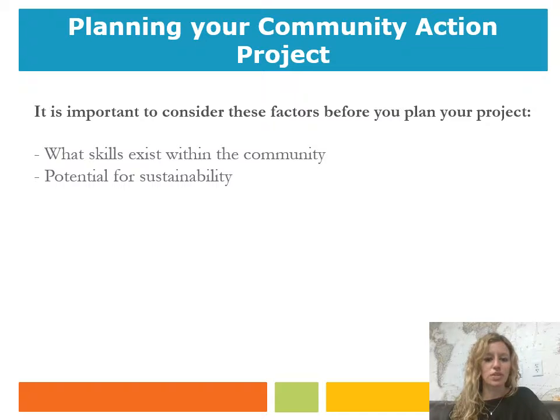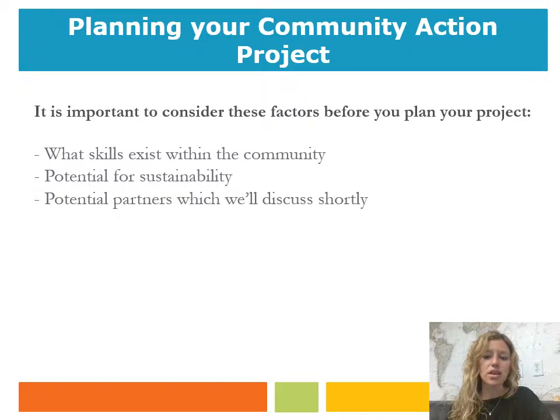Next is the potential for sustainability. We've talked a lot about how your project should potentially be small scale, maybe a pilot project, and low resource. But how can you potentially scale up this project in the future, and what will make it sustainable? So that it's not just something that only lasts 6 months and then you move on with the rest of your work and life, but it's something that can be connected to a larger project that's sustainable over a period of time. Next, potential partners. You'll want to consider who the potential partners could be for your project, and we'll be talking about that shortly.